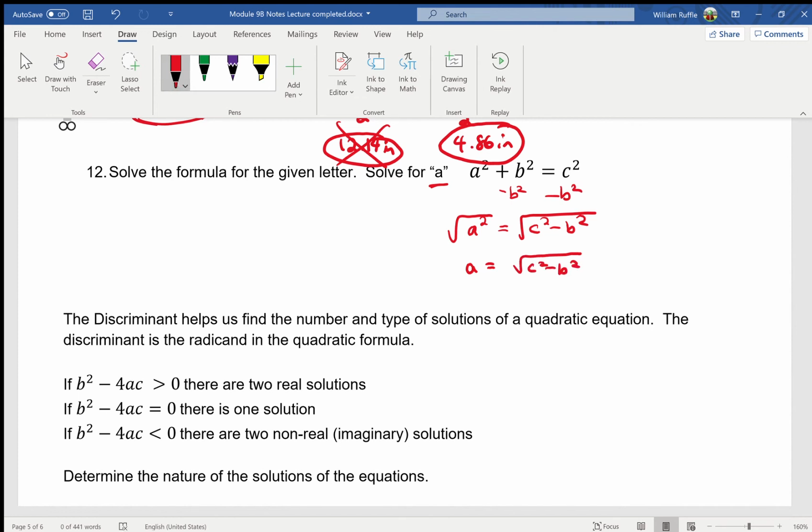Now technically it should be plus or minus, but we all should know this is the Pythagorean theorem. And when we're talking about distances on a triangle, it's always got to be positive. And so that's all we got to do for that one.